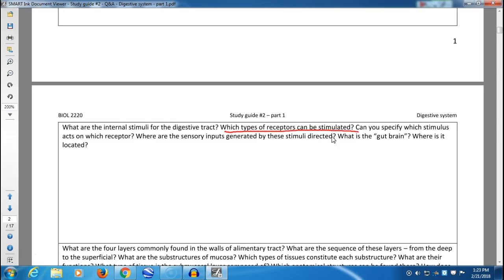So what types of receptors? We're talking mechanical, chemical, osmoreceptors. So you have to understand that distension acts on mechanical receptors, and food chemicals will act on chemical receptors, not the other way around. Sensory inputs, which we just discussed. Okay. What is the gut brain? That's a nerve plexus in the walls of the stomach or in the walls of the intestine.